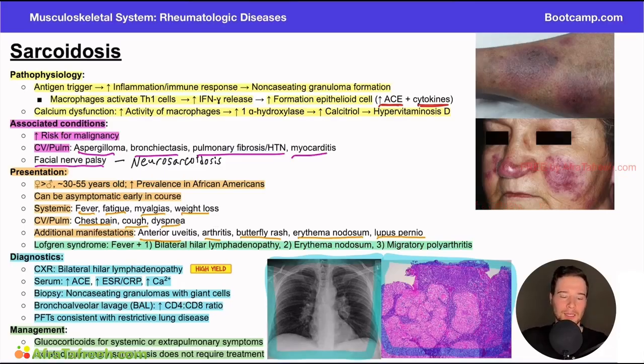The key diagnostics here are really important. We have to know and recognize this x-ray right here. The bilateral hilar lymphadenopathy is super high yield. The elevated levels of ACE and elevated calcium is high yield. The non-caseating granulomas they love to ask you about, and they love to especially show you this image right here and say, does this student know the difference between a non-caseating granuloma versus a caseating granuloma? Lower yield is the bronchial lavage and the PFTs, but we mentioned them here just for completeness. Management is really simple for this video. Glucocorticoids for a patient unless they have isolated pulmonary sarcoidosis.